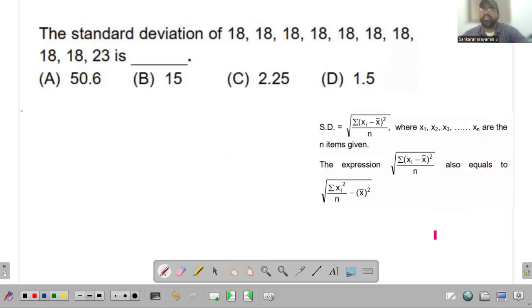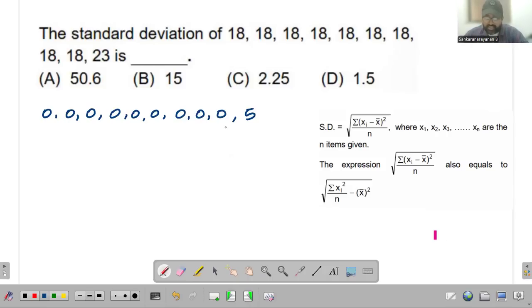Okay. To make these numbers quite handy, what I am going to do here is, I'm going to subtract 18 from each of those observations. Then I have the observations as 0, 0, 0, 0, 0, 0, 0, 0, 0, 9 observations, and then 23 minus 18, that is equal to 5. Got it?